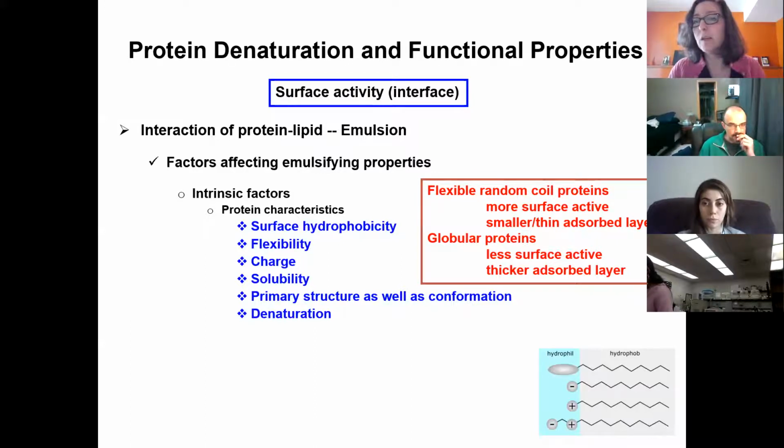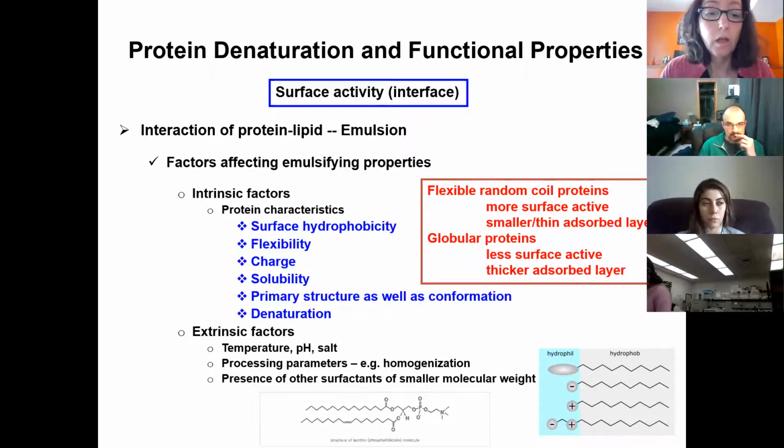So usually a combination of two types of proteins gets you to a really nice emulsion, a combination of a flexible protein and a less flexible globular small structure protein. So you have a nice balance between capacity, how much oil we can emulsify, versus stability. You always want to look at that balance depending on the application as well.